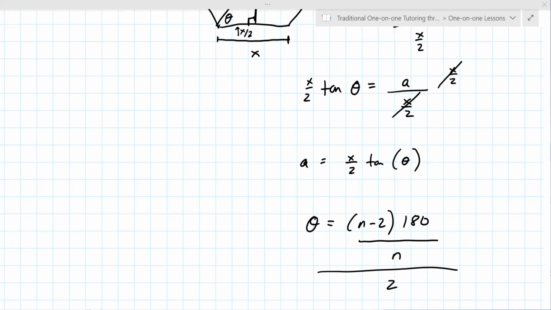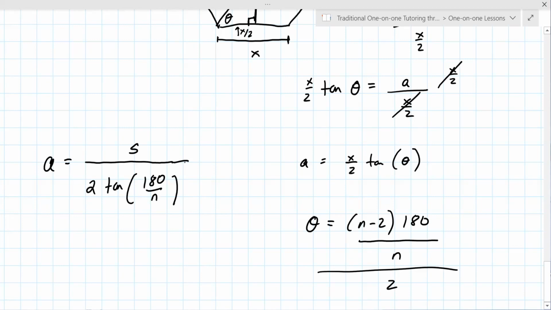Okay, so there's a shortcut here. The shortcut is that the apothem is, and I guess I'm okay with you doing it this way, the side length over 2 times the tangent of 180 over n.